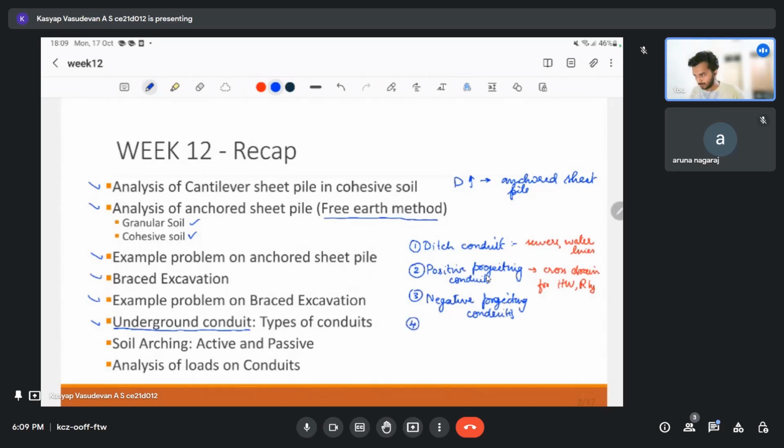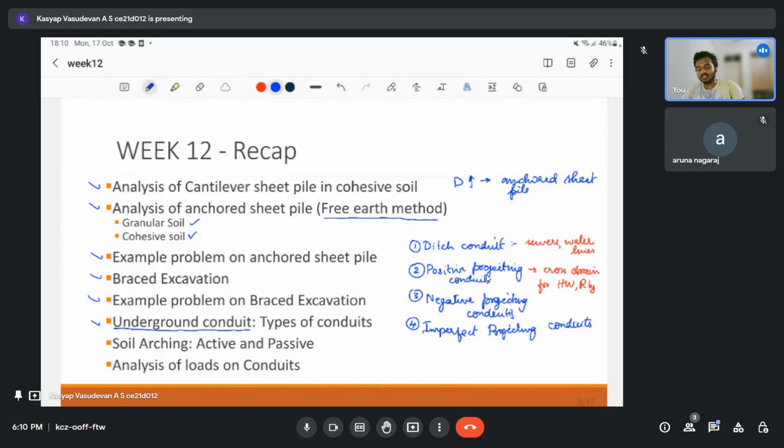Then apart from that, next one is imperfect projecting conduits. This is a special case. So here we are above the conduit. We are giving a space for granular material so that the overburden pressure is less. Arching can happen. So whenever we are talking about underground conduits, arching is an important thing.